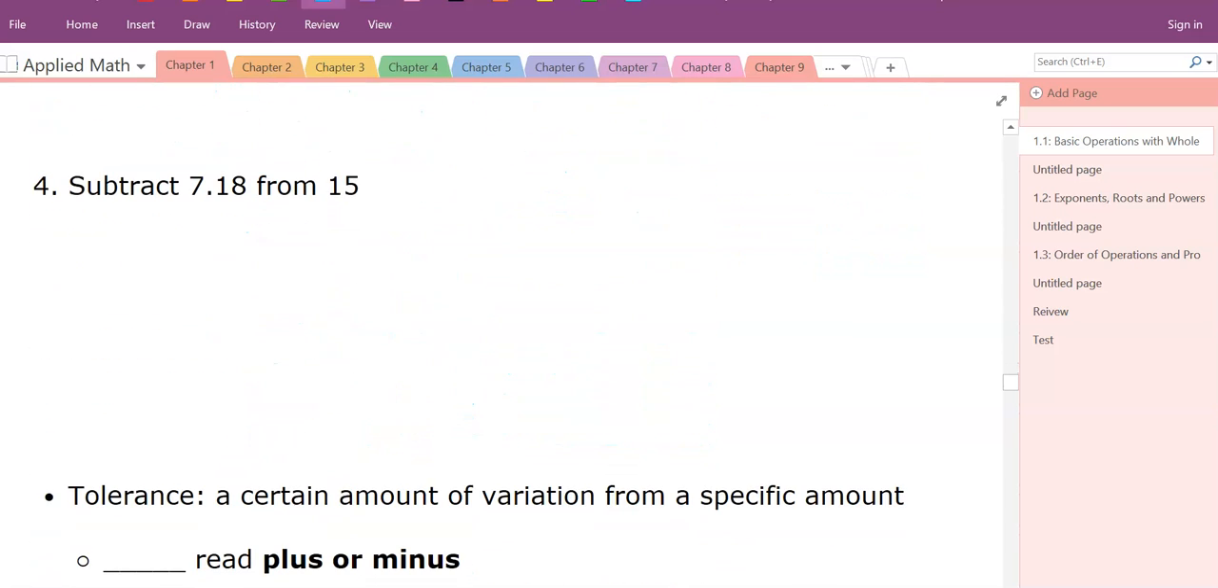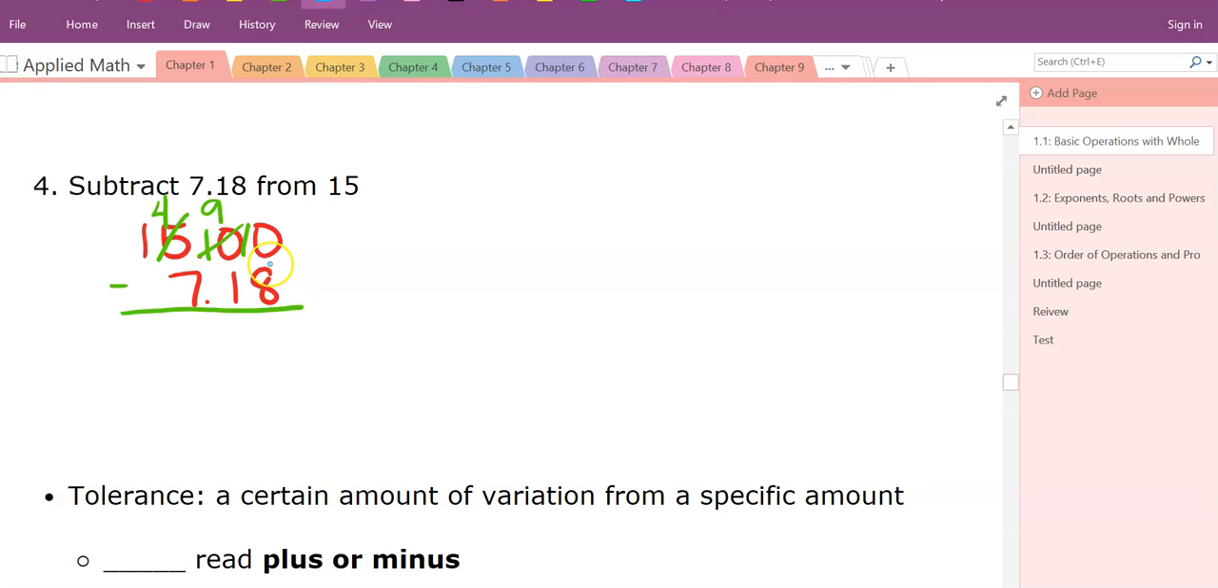Now with decimals, if they want us to take 7.18 from 15, I would start by trying to line these up, and I'm going to add a decimal point and 2 zeros to the 15. That way it matches that 7.18. And then we will subtract. Now with those double zeros, we're going to have to borrow twice. So you're going to have to go over to the 5, make that become a 4. So this first 0 becomes a 10, but I have to borrow from this 10, so make that become a 9, in order for that last 0 to become a 10.